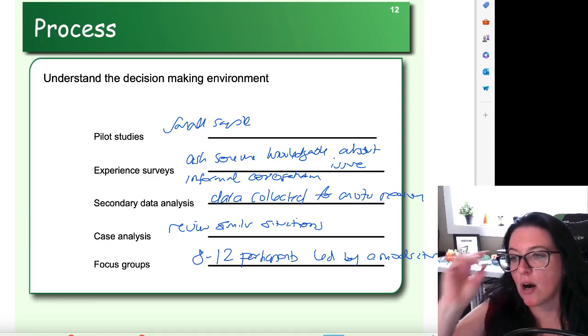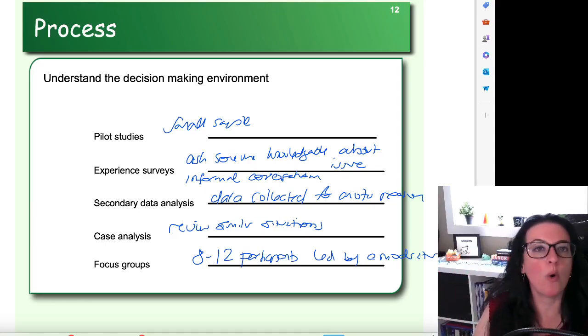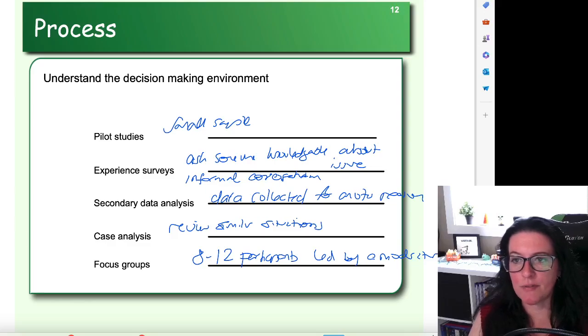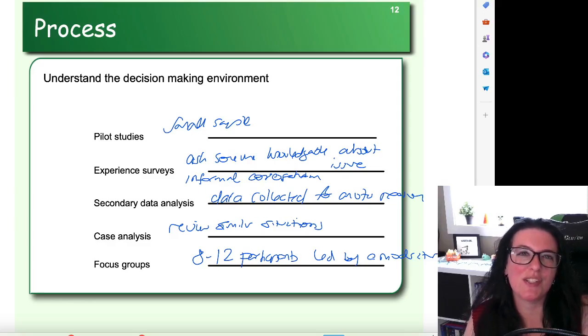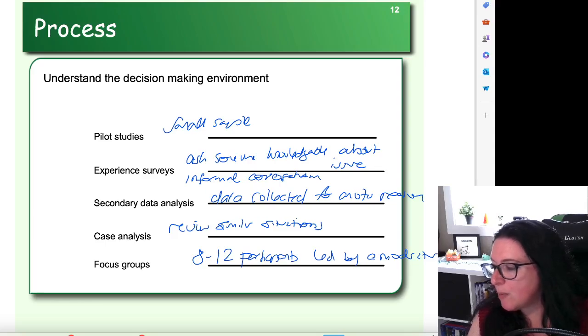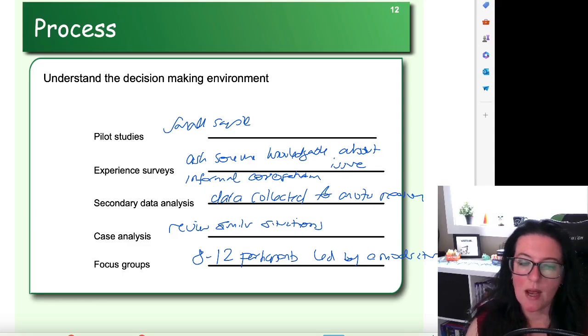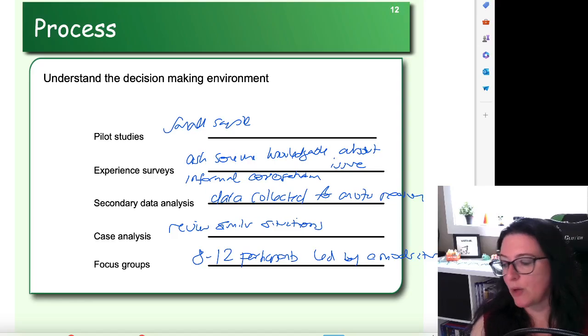They are ones where we don't quite know what it is we're wanting entirely, and so we're quite open to all kinds of different feedback, but it's because we're trying to understand the context. We're trying to brainstorm. So pilot studies are going to be a small sample. Experience surveys are really informal conversations. Secondary data analysis, existing data. Case analysis is similar situations. And focus groups is a handful of people just helping you brainstorm.